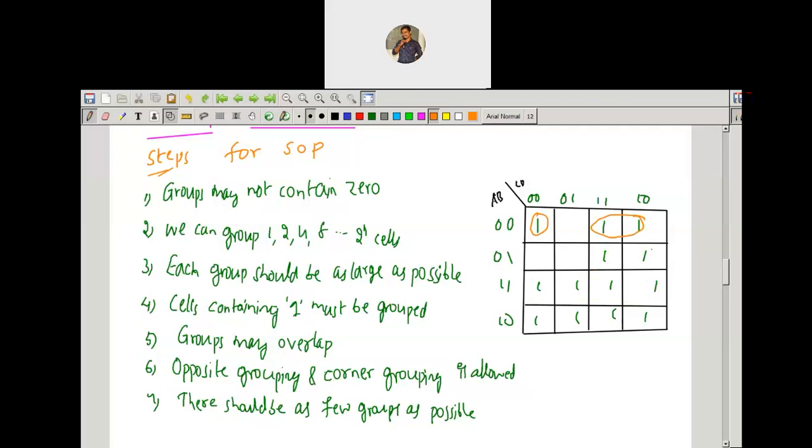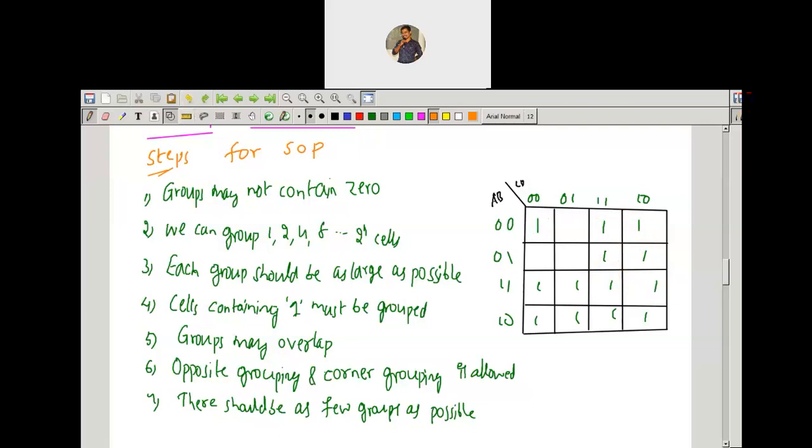For example, if you have three min terms like these, you should not group them. These are not correct groupings. You have to group only one cell, two cells, four cells, like that, up to 2 power n cells. Okay, so that is regarding the grouping of the number of cells.